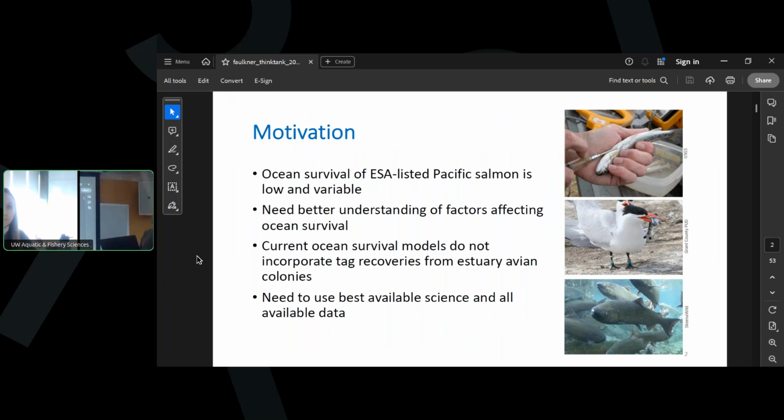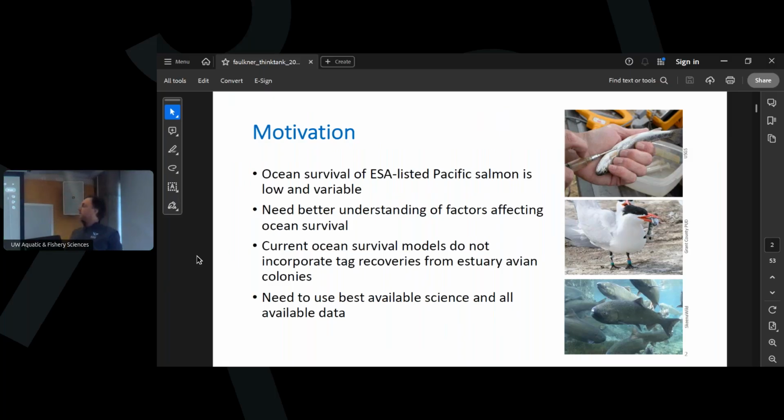So we work on protected salmon, and their survival is really dictated in the ocean. The main factors affecting survival in a salmon's life cycle occur in the ocean. So if we're modeling ocean survival, we want to get a better handle on what the factors and conditions are that are affecting them.